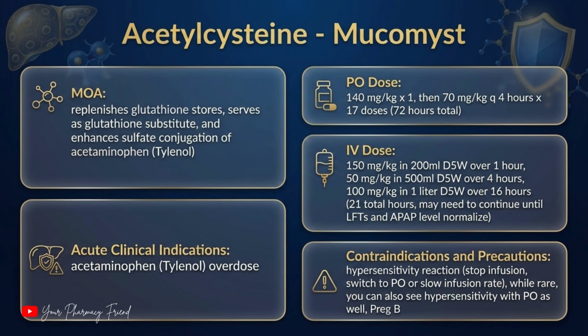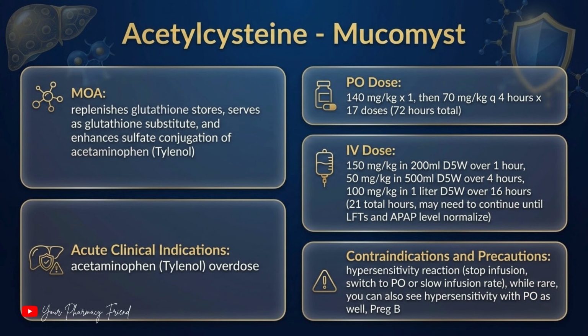For intravenous administration, acetylcysteine is typically given using a 3-infusion protocol over 21 hours. First, a loading dose of 150 mg per kilogram is administered in 200 ml of D5W over 1 hour. Next, 50 mg per kilogram is infused in 500 ml of D5W over 4 hours. Finally, 100 mg per kilogram is administered in 1 liter of D5W over 16 hours.